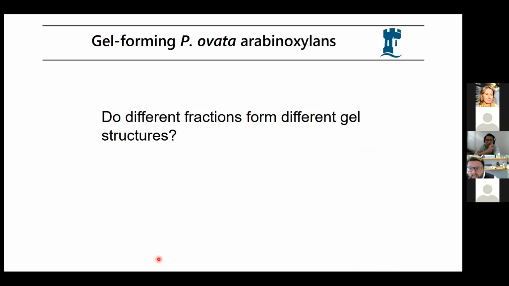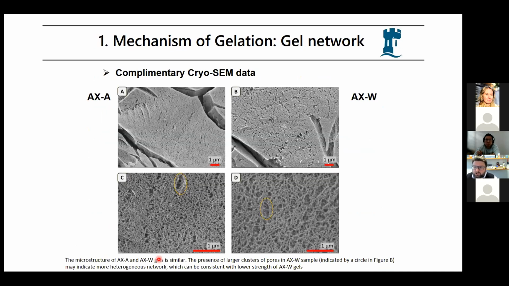So the question next that we need to answer is, do different fractions form different gel structures? Because obviously we know that they're rheologically very different. And we actually look at the gel structure from different perspectives. The one is, of course, microscopy, but microscopy is always deceiving. So this is the cryo-SEM data made using high pressure freezing to avoid ice crystal formation, and they show that the differences are very minor.